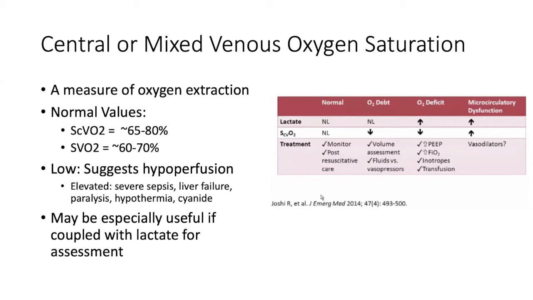Other things listed there are less common. We don't really treat a whole lot of hypothermia and cyanide poisoning, but we may see patients in fulminant hepatic failure. And especially in the trauma population, we may see people who are acutely paralyzed and may have elevations in their SCVO2 despite being relatively under resuscitated.